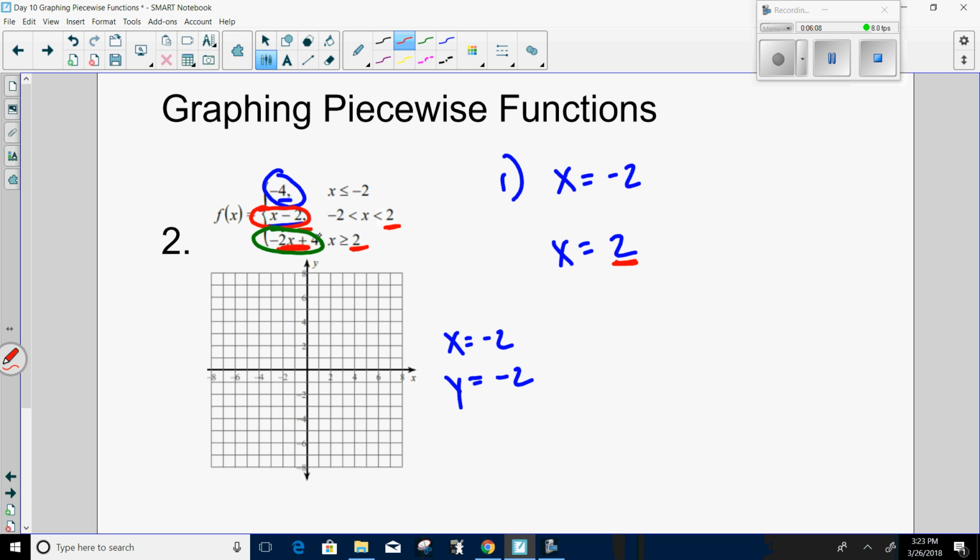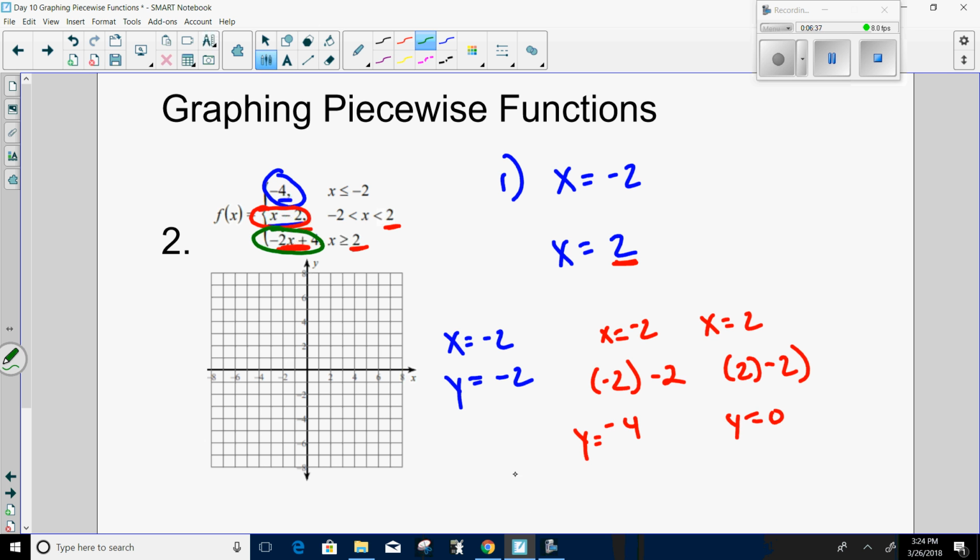Okay? Then I'm going to do the middle equation. I'm going to plug -2 into the middle equation. And when I plug -2 into the middle equation, I get -2 minus 2. And when I plug that in, -2 and -2 is -4. So the y value equals -4. But I'm also going to plug +2 because that is where it switches on both of those. X equals +2. I plug that in, and I get y equals 0.